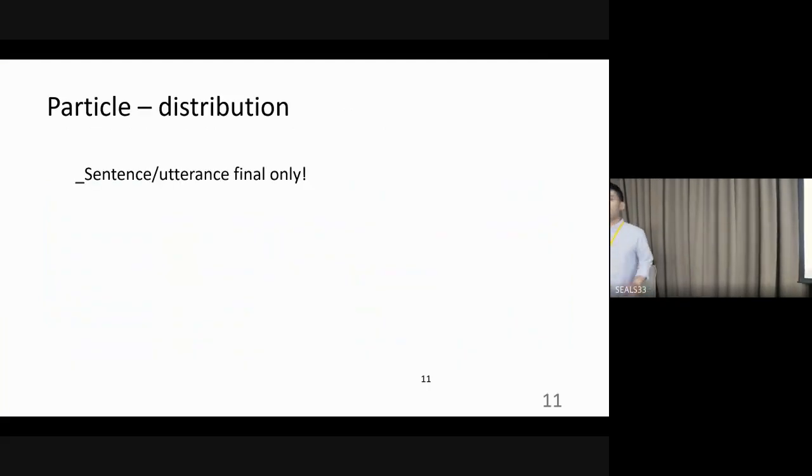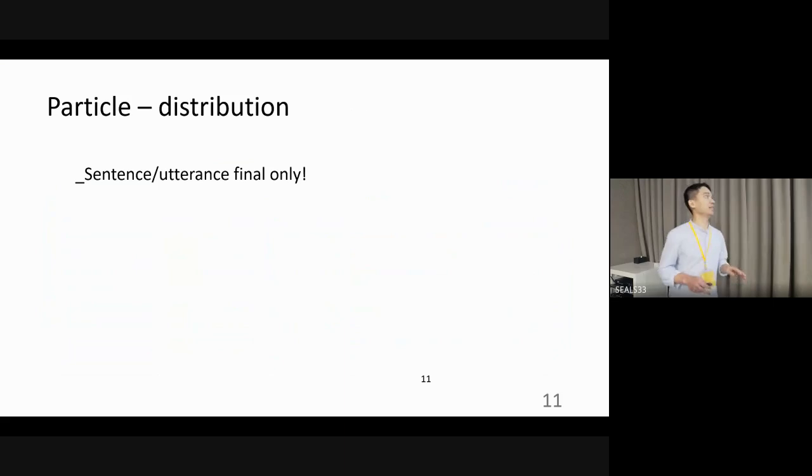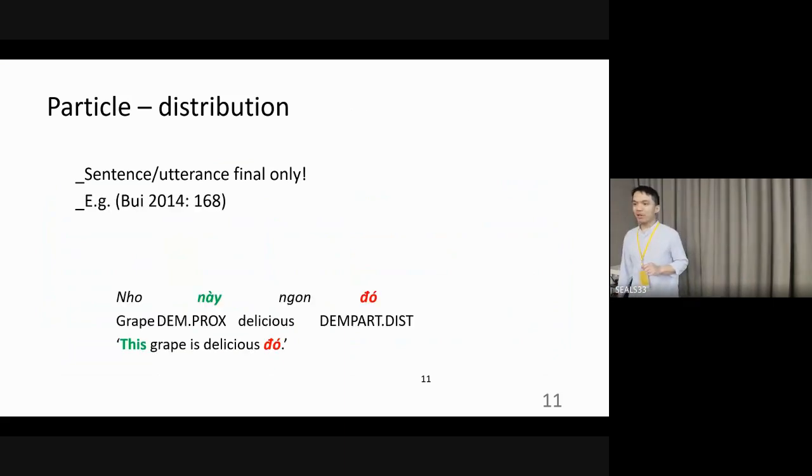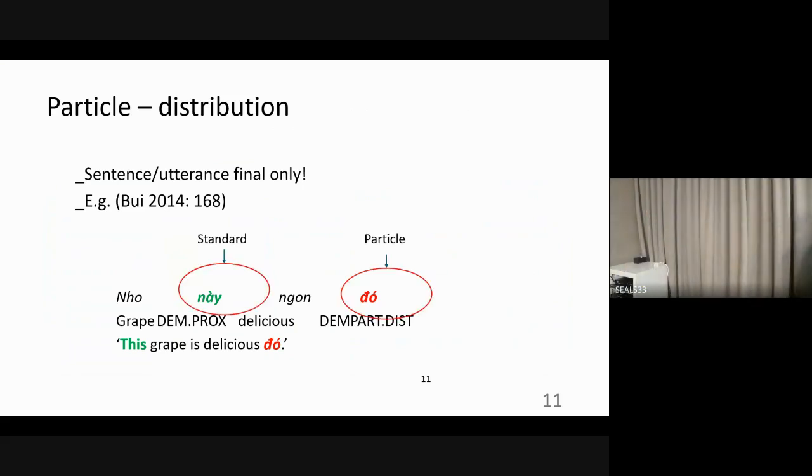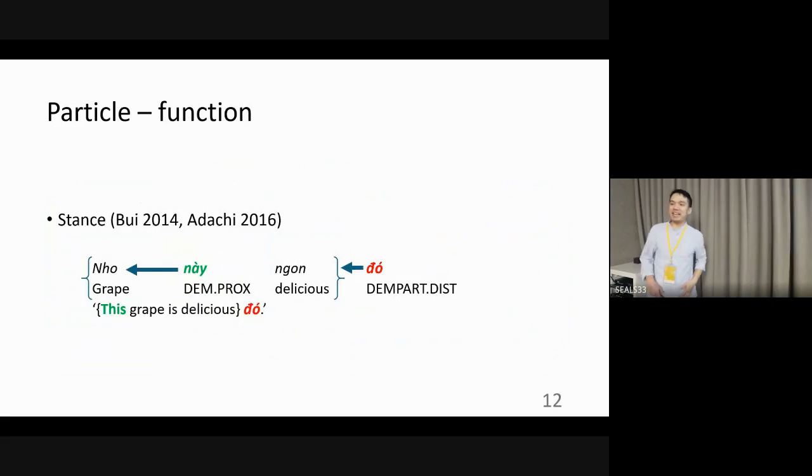With distribution, particles are only found at the end of a sentence or an utterance. For example, in the sentence here, this grape is delicious, đó. The standard proximal này is in a nominal position, but the particle can only be found at the end of a sentence. Previous literature suggests that they express stance. For example, with this one, the particle đó indicates that the speaker is pretty sure that these grapes are delicious because they might have tasted those grapes.